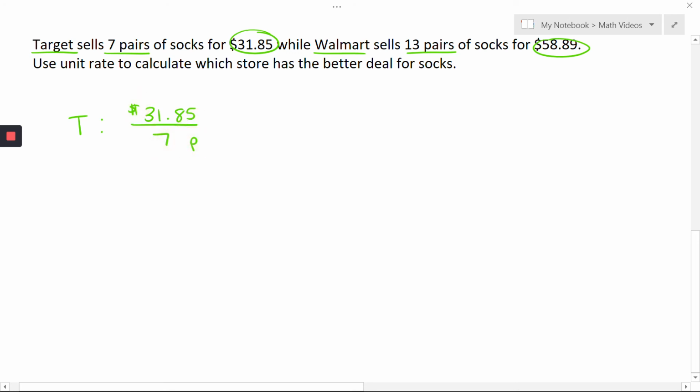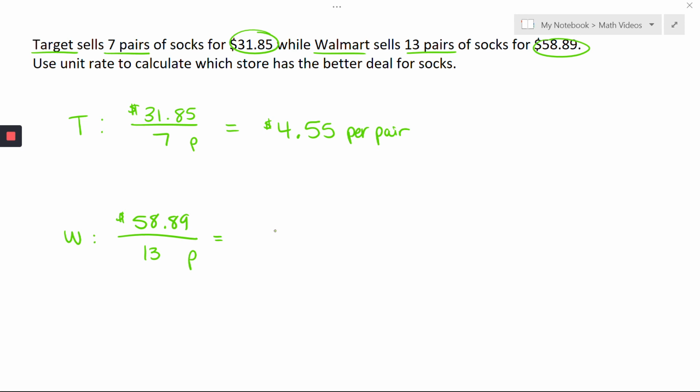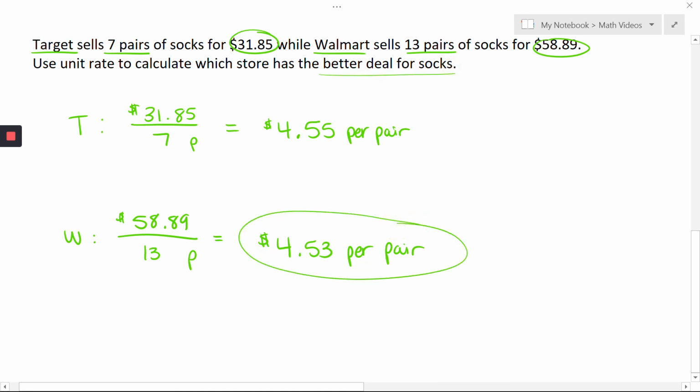We have $31.85 for 7 pairs of socks. So when I do 31.85 divided by 7, I get $4.55 per pair of socks. While for Walmart, I have $58.89, and that's for 13 pairs of socks. So again, I'm just going to use division and do 58.89 divided by 13 to get $4.53 per pair. And then that tells us which one's the better deal, and that was our question, to determine which one has the better deal for the socks, which in our case, it would be Walmart.